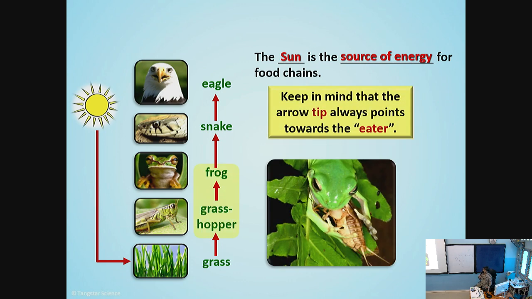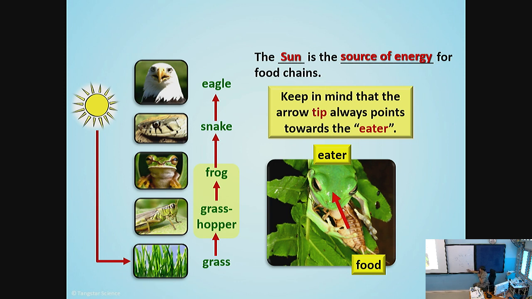Please remember the arrow tip. Where's the arrow tip? This one is the arrow, and this one is the tip of the arrow. The arrow tip always points towards the eater. If this one is the food, that one is the eater.